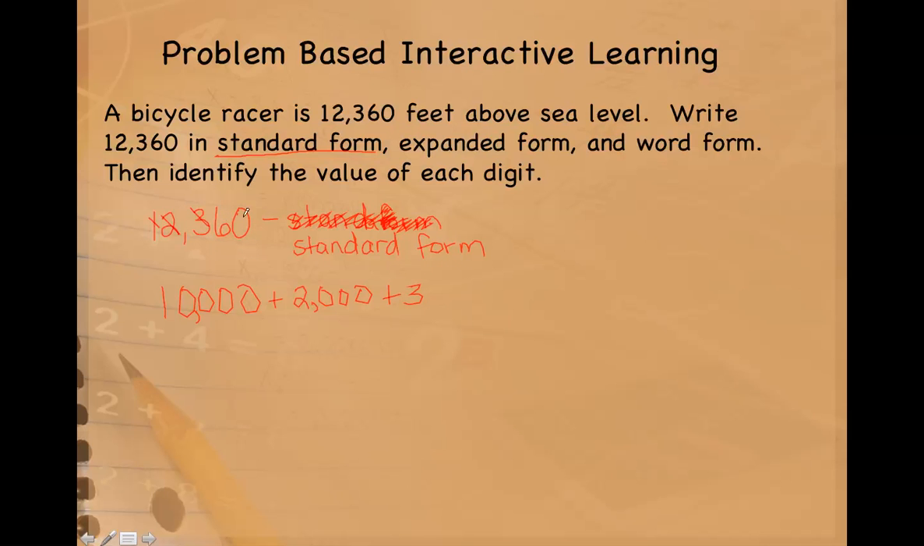and then 2 zeros, plus, cross off the 6, and then 1 zero, plus, and the 0 is nothing, so we're just going to leave it off. You don't even need to put that there. So let's put our equal sign. This is expanded form.